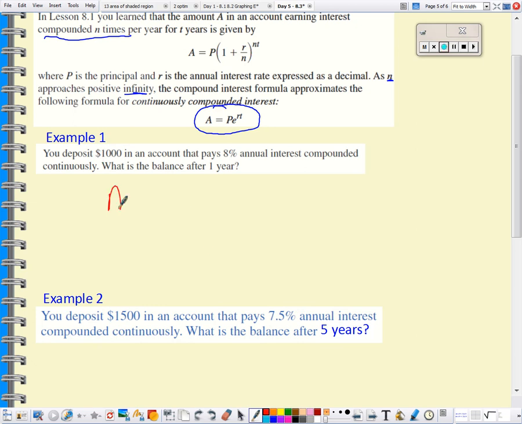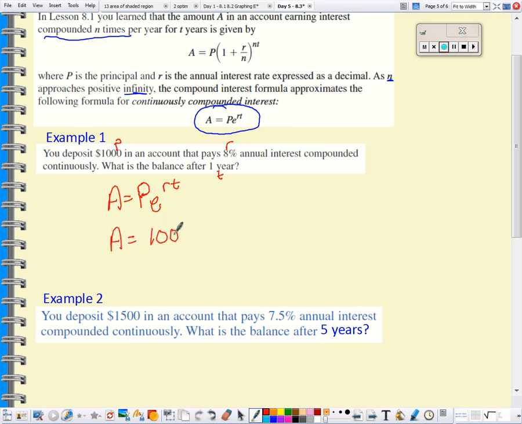Okay, so I'm going to rewrite that here. You can remember this as short with PERT. You will not be given this formula on any assessments. That is something that you have to memorize. So if we deposit 1,000, that's our principal. Our rate is 8%. Compounding continuously means I use this formula. And 1 year is our time.